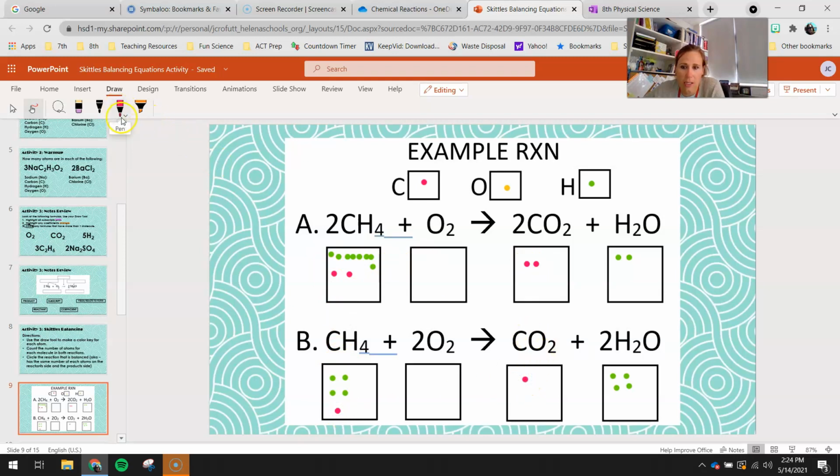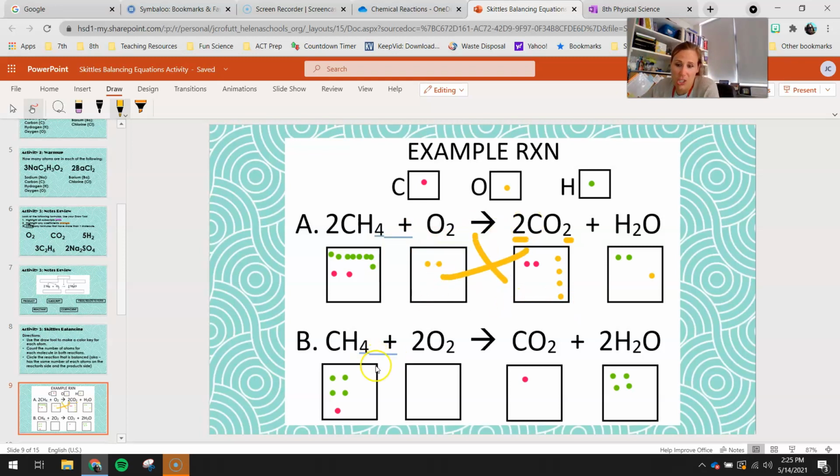And then on to my oxygen. My oxygen's a little bit trickier. I have 2 oxygens right here, 1, 2. And then I have 4 from this one: 2 times 2 equals 4, so 1, 2, 3, 4. But I have only 1 over here on this one. So I have 5 total oxygens on this side, but only 2 over here. So again, another reason why this first reaction, reaction A, is not correct.